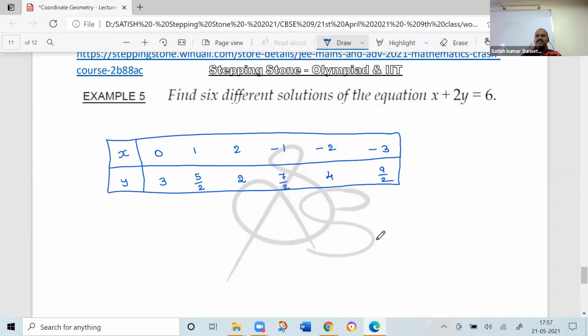Like this, you can find infinite solutions. It is not necessary that you fix x values only. You can even fix the y value and calculate. Let us take y equal to 0. What is the value of x? 6. Now let us take y equal to minus 1. What is the value of x? 8. Correct. When y is minus 2, what is the value of x? 10. Correct. Like this, you can write infinite solutions.